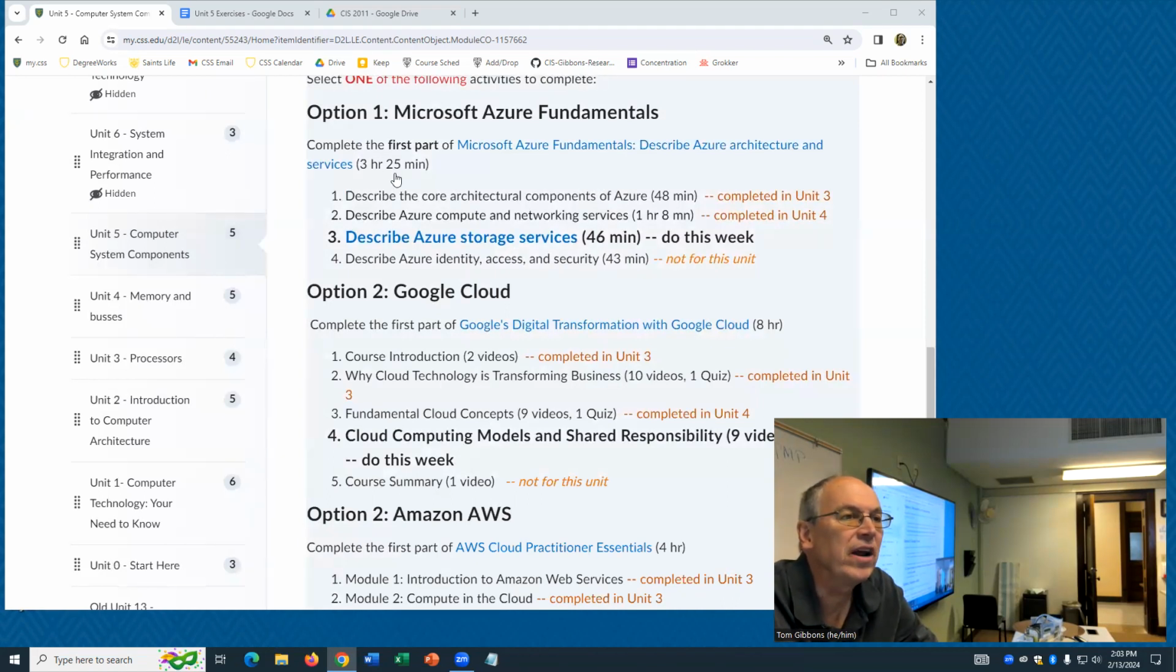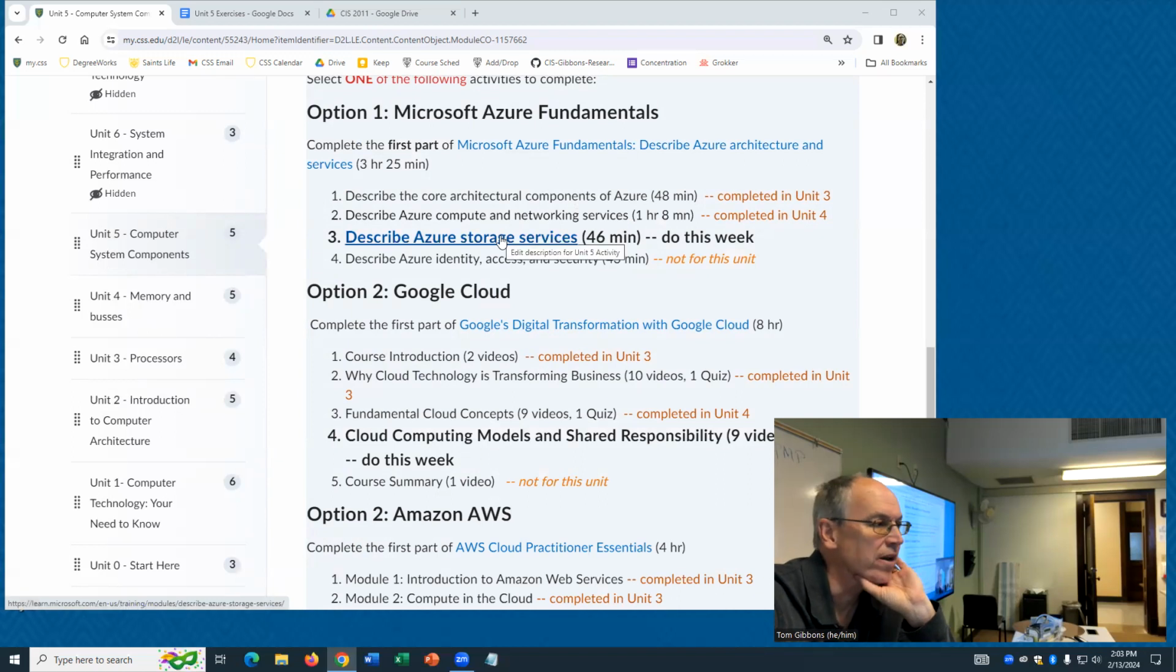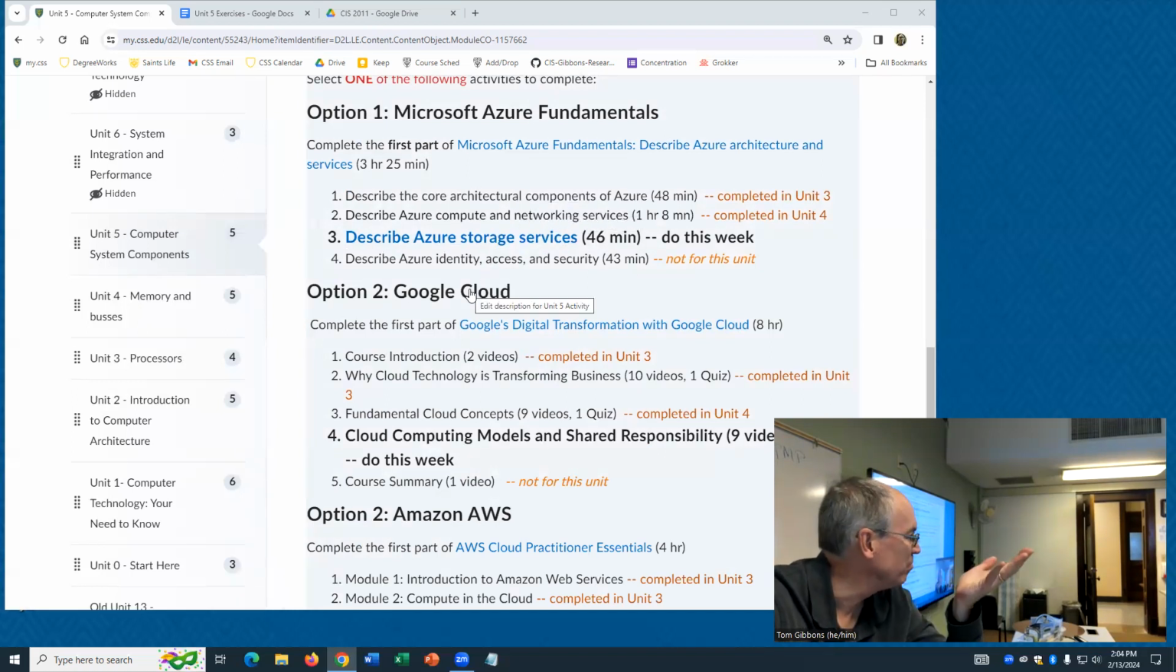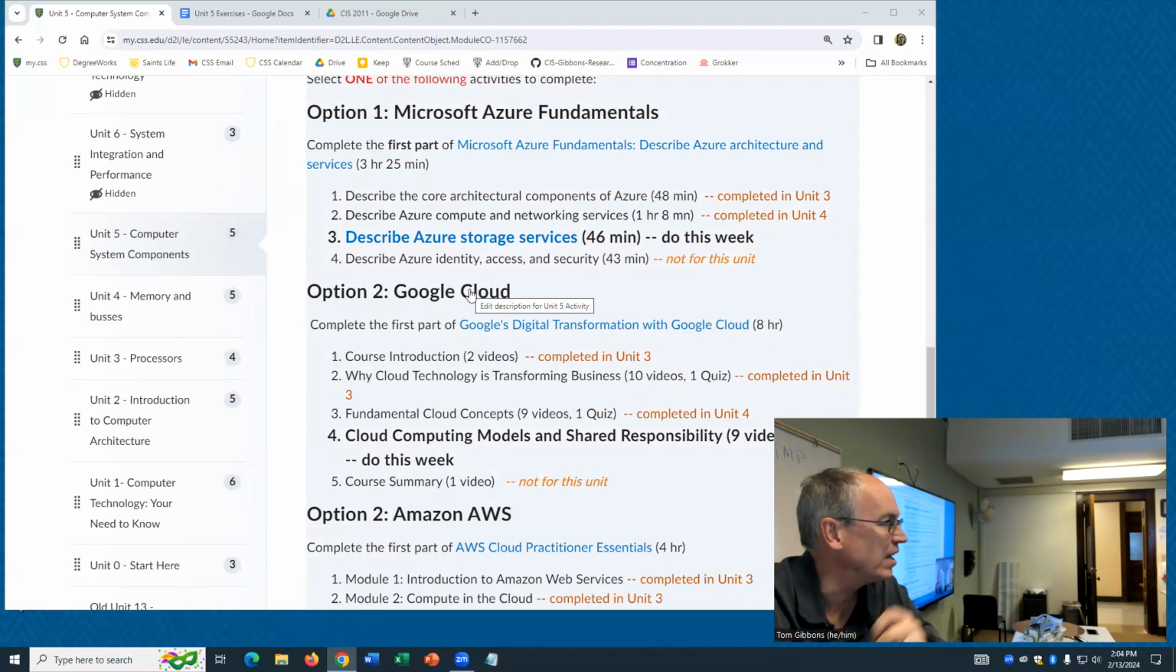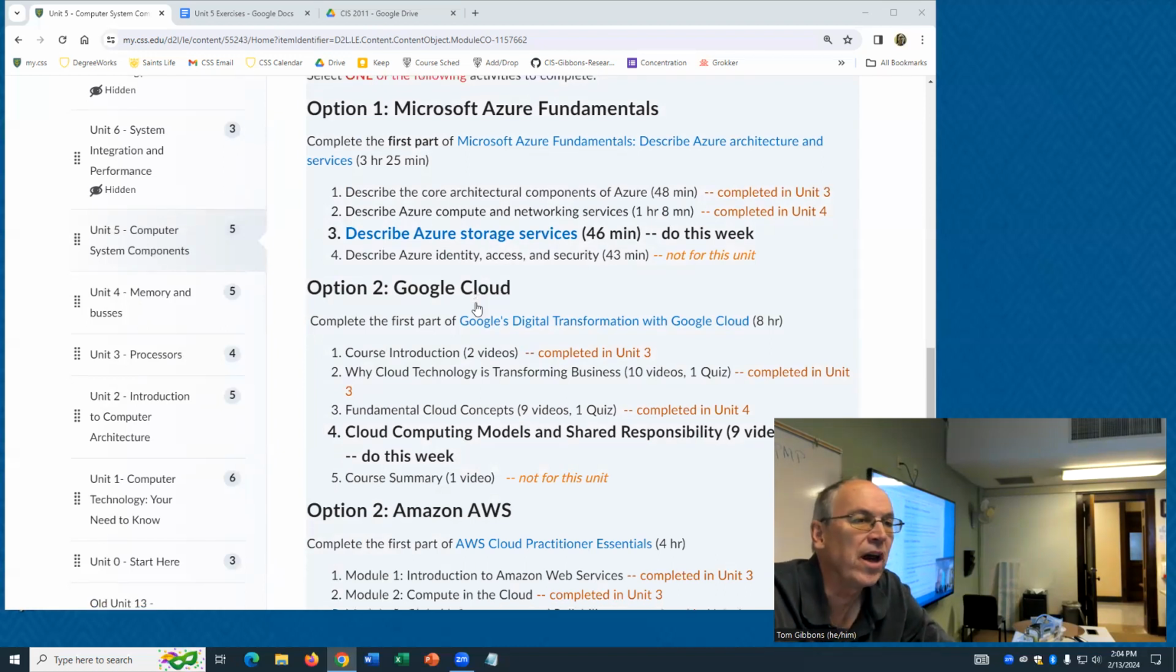So I've been trying to break these up. Like this is a 3-hour one, this is an 8-hour one, and this is a 4-hour one. I've been trying to break them up into smaller parts. So like this one, in unit 3, you could do this first one, unit 4, this one, unit 5, this one. My assumption is most of you will pick one of these and do the next component each week as we go through it. If you want to switch around and jump around, that's fine. But that's kind of the plan.